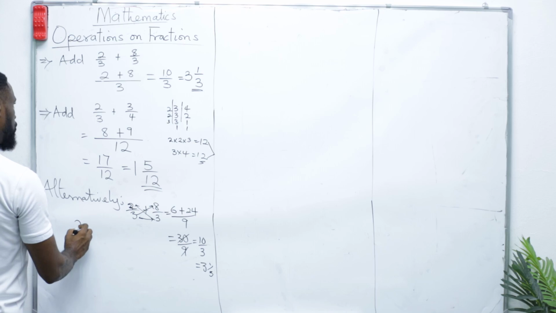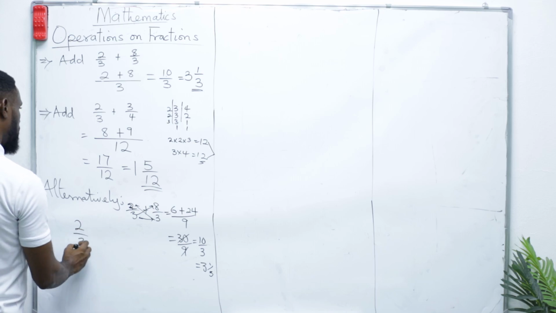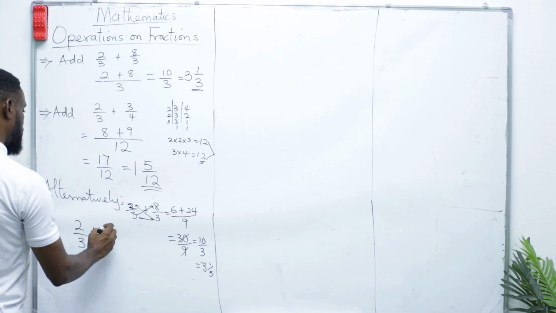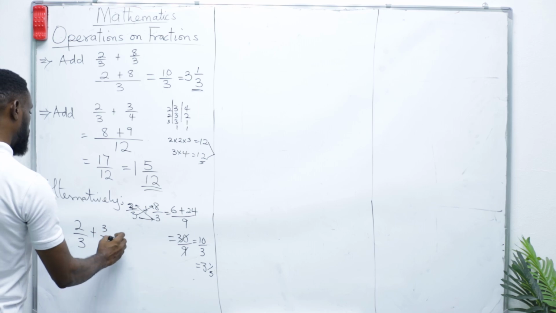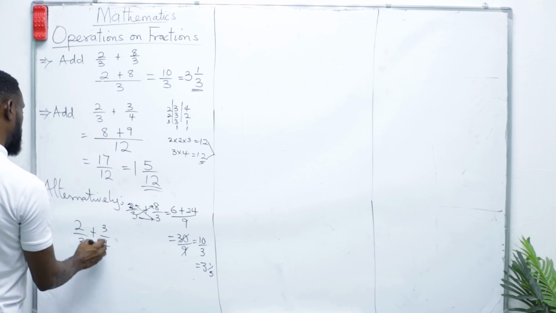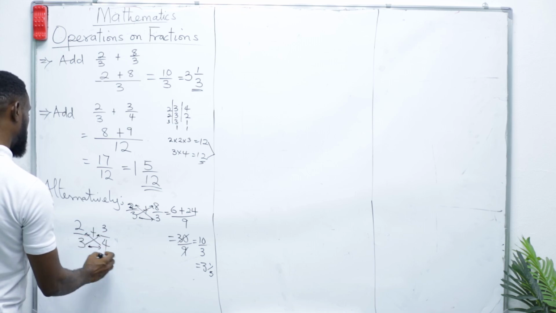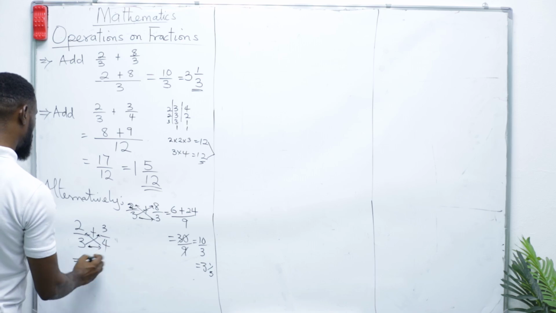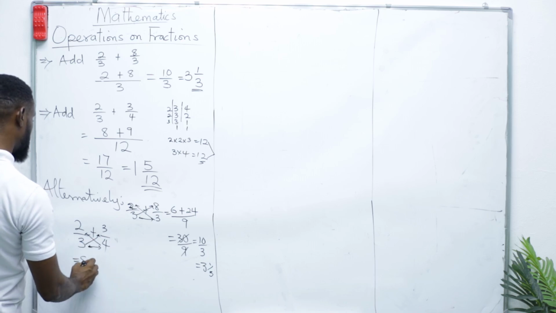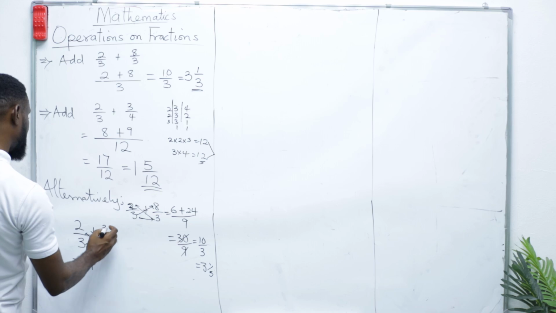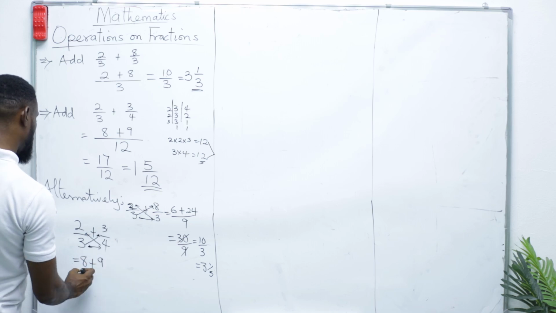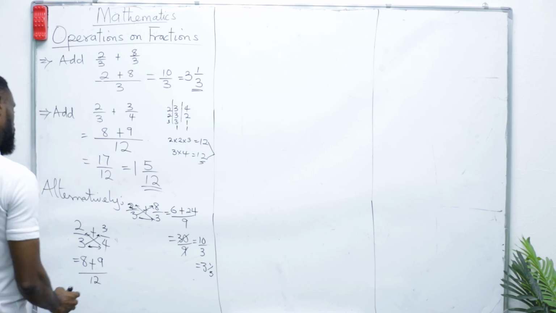What is it? 2 over 3 plus 3 over 4 is equal to, so we'll do this multiplied by this, multiplied by this, then this multiplied by either this or this, anyhow. So this will now be equal to 2 times 4 is 8 plus 3 times 3 is 9, all over 3 times 4 is 12. You get that?